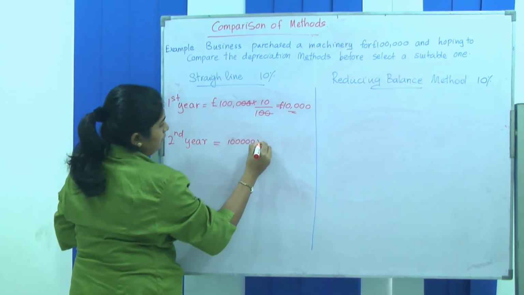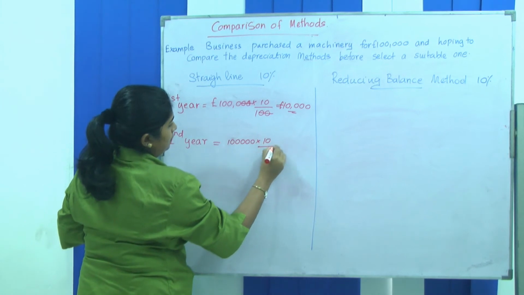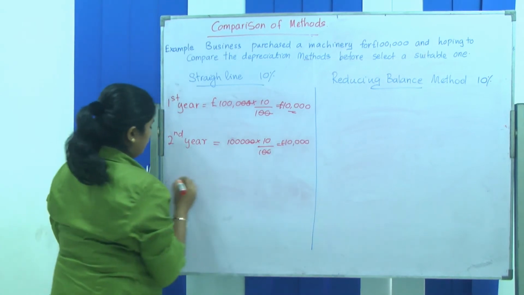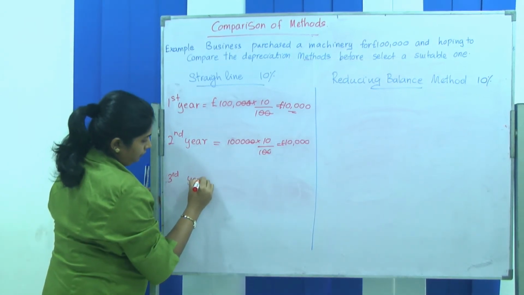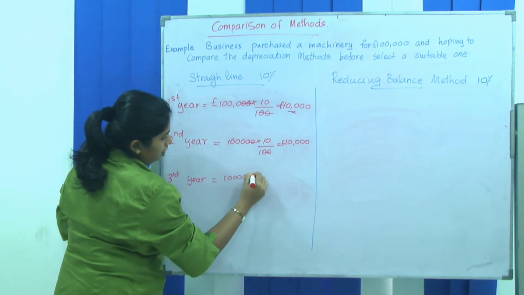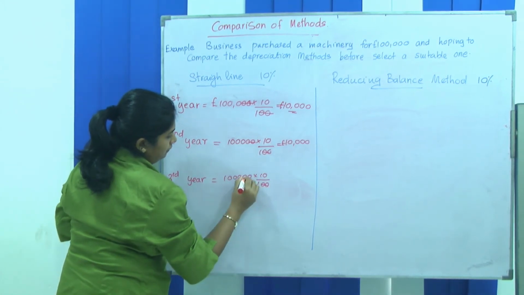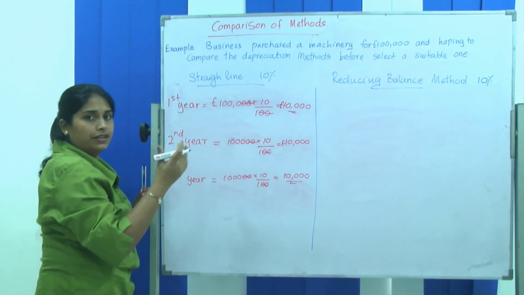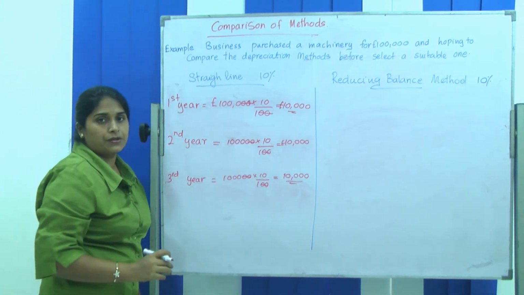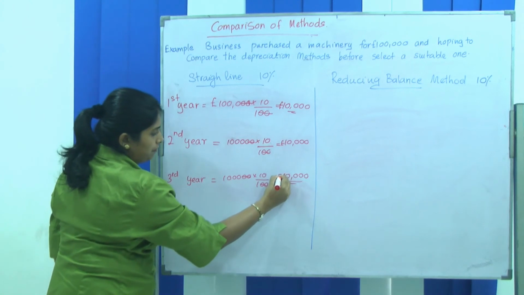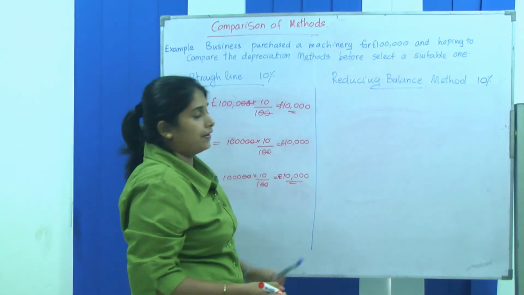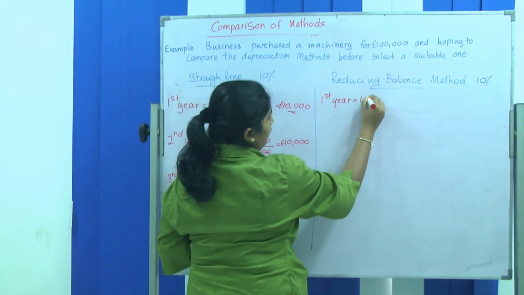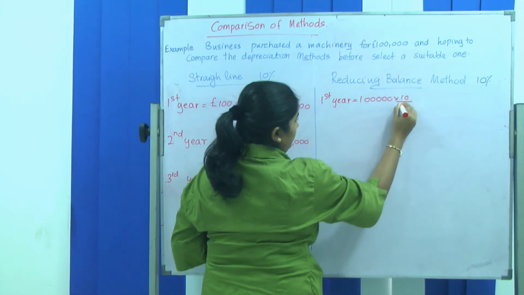100,000 into 10%, still it's 10,000. Third year, even it's 100,000 into 10%, still it's 10,000. Even if you calculate the fourth, fifth, sixth year, the depreciation charge will be the same, 10,000 pounds. Now I'll use the reducing balance method. So the first year will be 100,000 pounds into 10%.